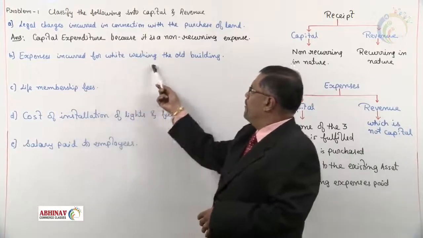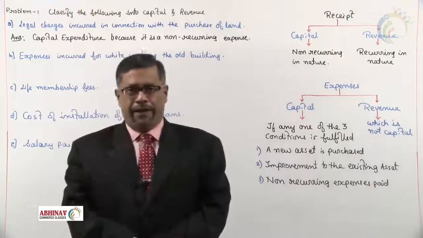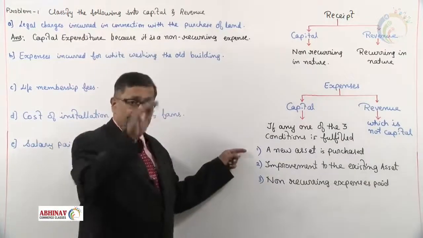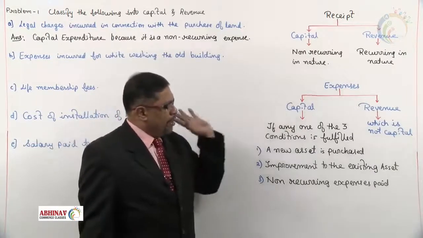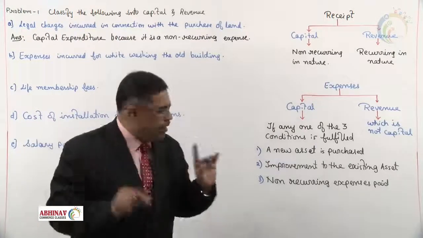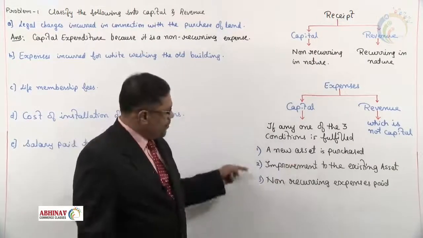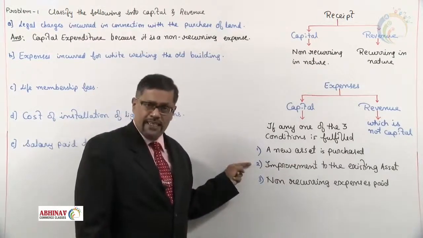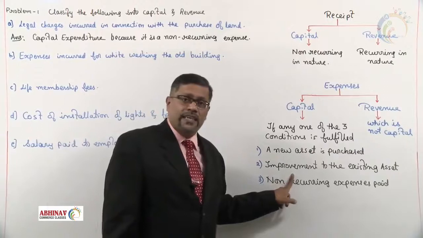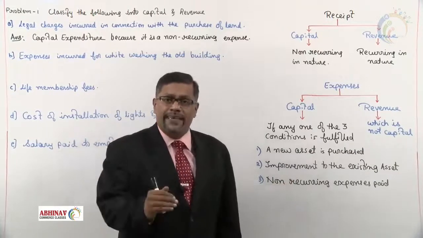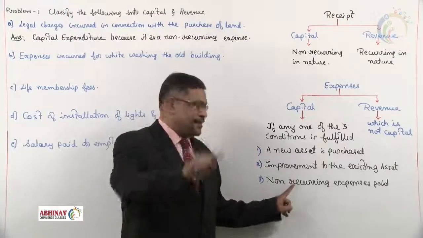Expenses incurred for whitewashing the old building. Whitewashing means painting the old building. Let's see whether it is capital or revenue. By painting the old building, does a new asset come into existence? No. First condition is not fulfilled. Is it improvement to the existing asset? Does it increase the value of the asset? No. Painting is done not to improve the building, but to maintain the building in good condition. So that is not improvement, it comes as maintenance.